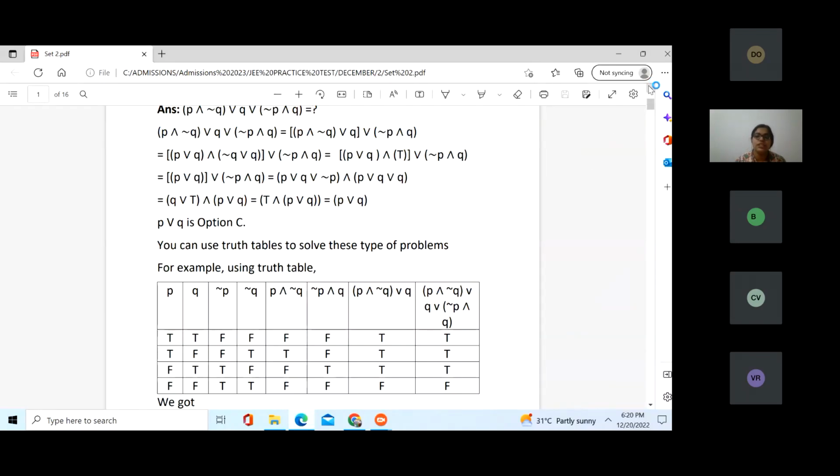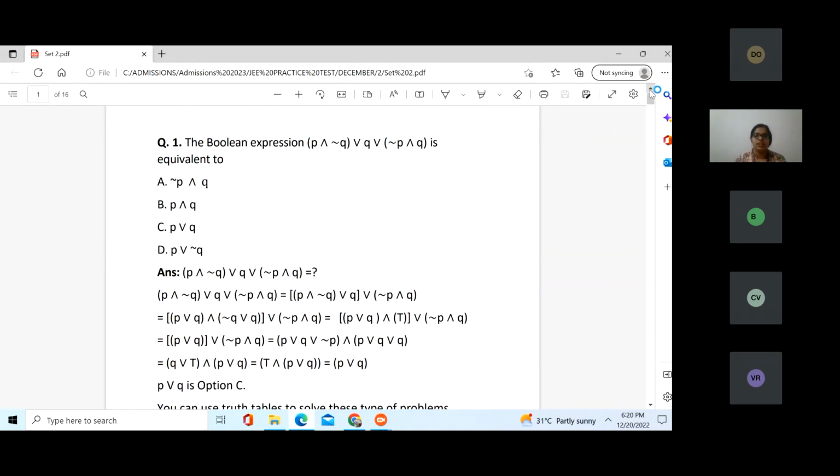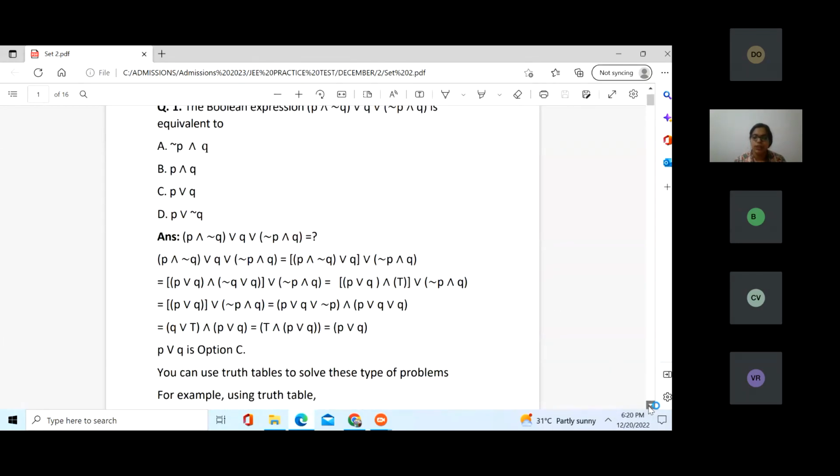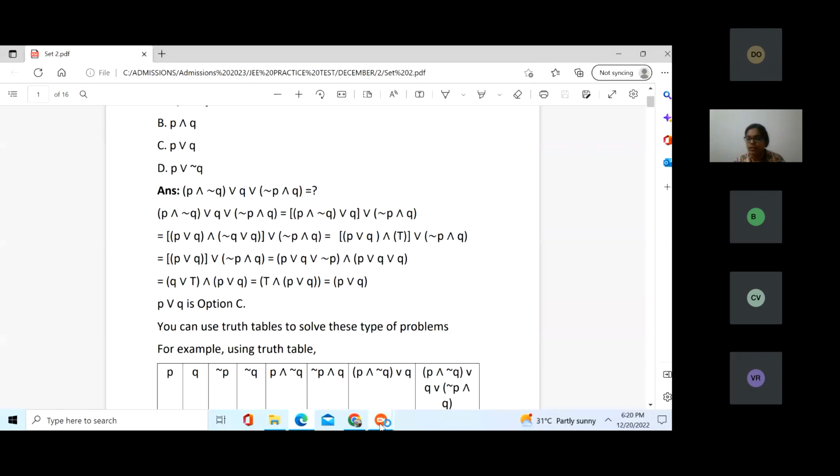That's the first step everybody should understand. So how this expression can be simplified: taking this as one part, then applying the formula, you'll be able to solve this. That's the first method. So I hope this method is clear to everyone.